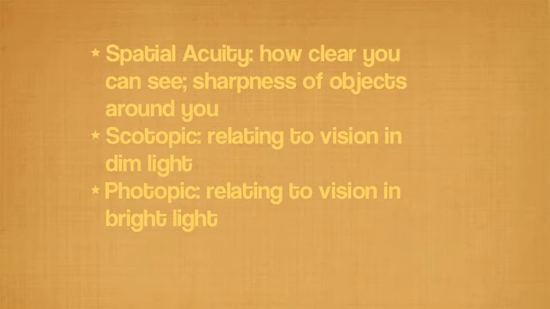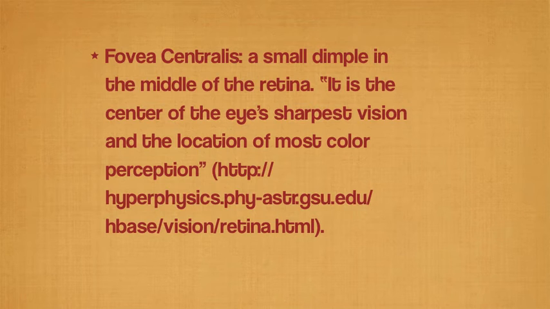Scotopic is relating to vision and dim light, and photopic is relating to vision and bright light. The fovea centralis is a small dimple in the middle of the retina. Quote, it is the center of the eye's sharpest vision and the location of most color perception.